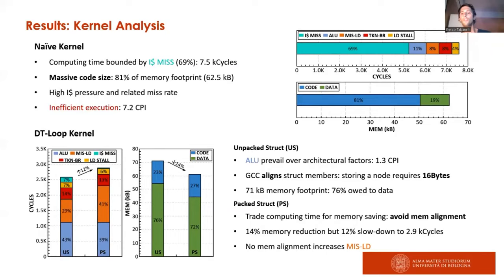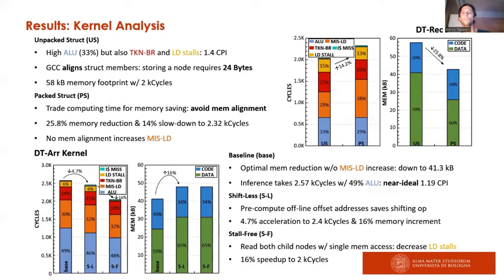Since GCC toolchain aligns unpacked structured members, we evaluate an optimized kernel that avoids memory alignment. Such an approach leads to an overall 14% storage reduction. By the way, no memory alignment involves performing additional misaligned loads, resulting in a slowdown. Moving to the unpacked struct-based DT rack kernel reduces memory and inference time. The higher control hazards and load stall contribute to a suboptimal CPI.